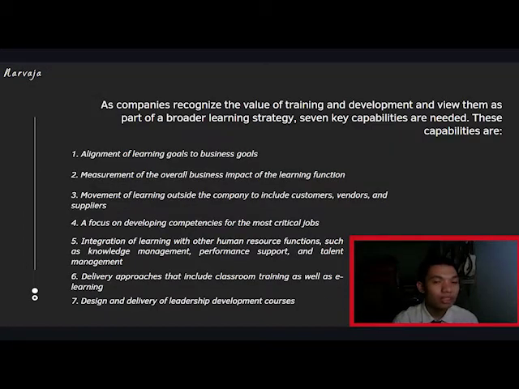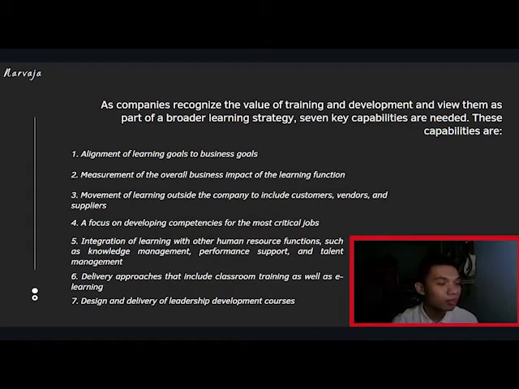As companies recognize the value of training and development and view them as a part of a broader learning strategy, 7 key capabilities are needed. These capabilities are: number 1, alignment of learning goals to business goals. Ensure that the learning and development strategy is aligned with the overall business strategy, because organizations' learning and development needs are different for every company. Number 2, measurement of the overall business impact of the learning function. The company needs to measure if the learning will be effective for the business.